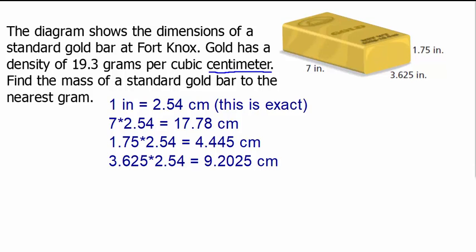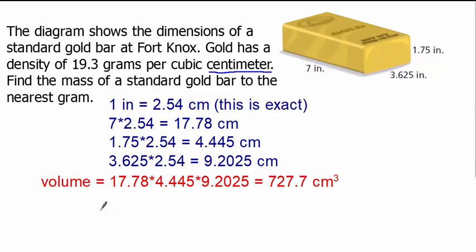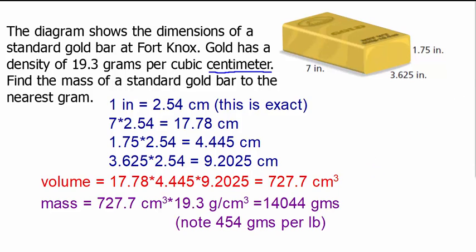Once we have all of those, we're going to take the volume, multiplying all 3 of those together because it's a rectangular prism. We now have our volume that is cubed, but now we go back and reread the question. And the question says, the density of gold is 19.3 grams per cubic centimeter. Find the mass of the gold bar to the nearest gram. So what we have to do is multiply the volume times grams per centimeter cubed. What happens is the centimeters cubed is going to cancel out, and I'm left with grams.